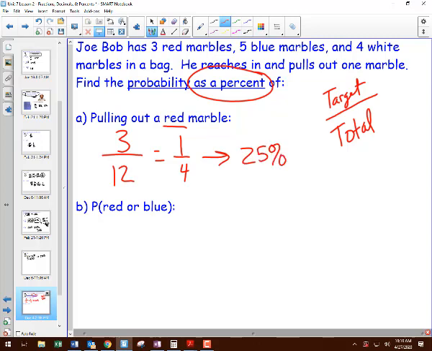The other way you could do that with a calculator is go 1 divided by 4, and you should get 0.25. 25 hundredths is the same as 25%.